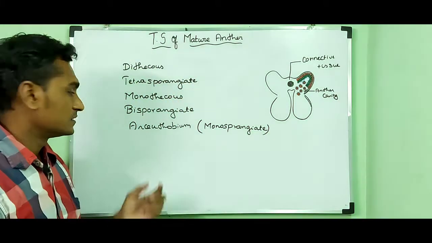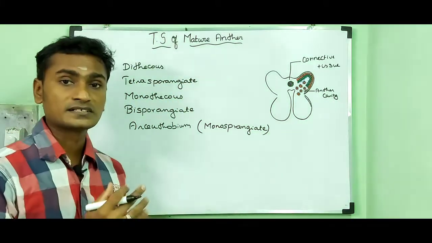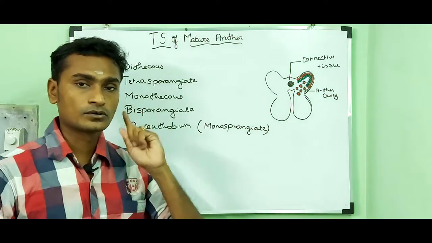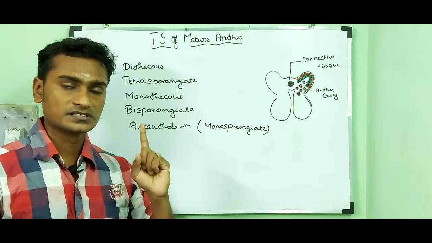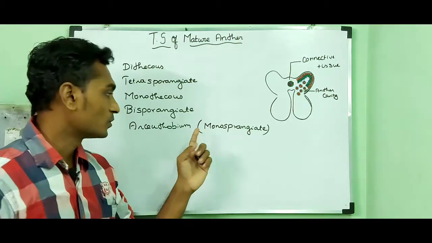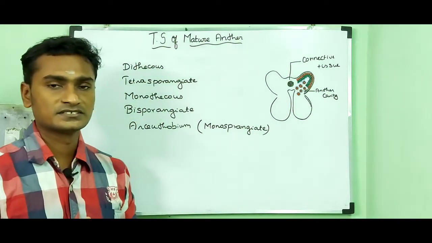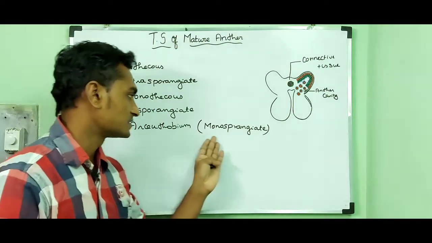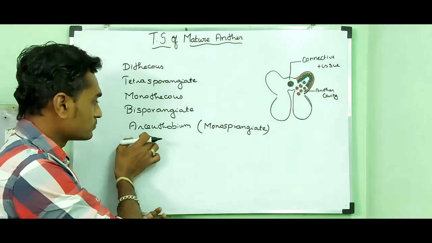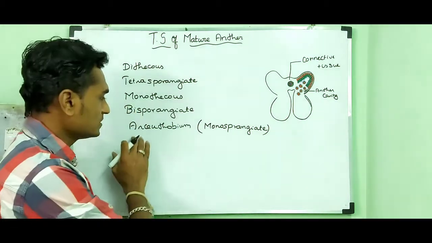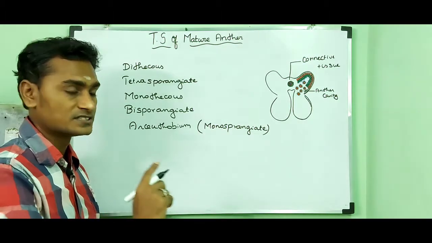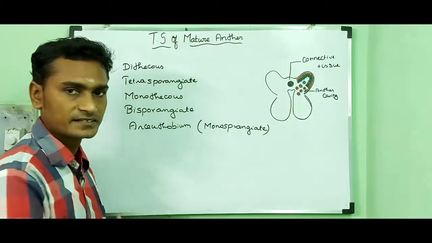This Arceuthobium is a parasitic plant. It has only one anther lobe. But instead of two sporangia, there is only one sporangium. So that anther is said to be monosporangiate. So it is an important one word. Arceuthobium is a parasitic plant which contains only one sporangium, so it is said to be monosporangiate.